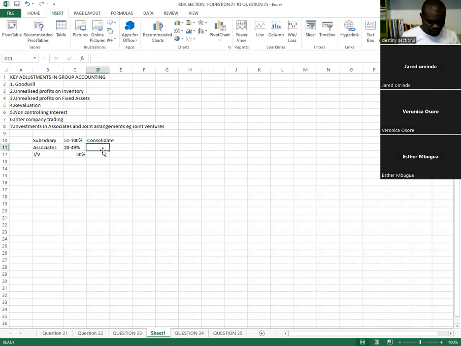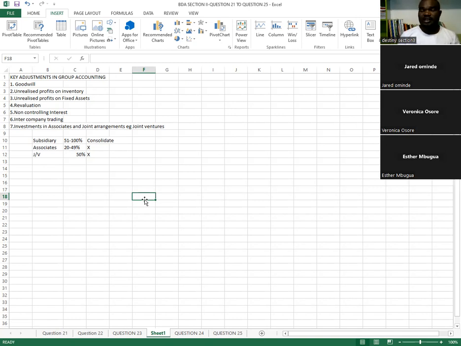But for these two, there is no consolidation. We only consolidate for the subsidiary. It means their items, whether balance sheet or P&L, we don't consolidate for them. For the balance sheet, we only take investment. We check how much our investment in the associate and joint venture is, period. You don't take those other operations. We are not going to be bothered with those other items.